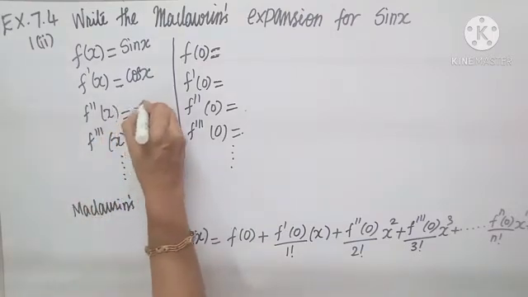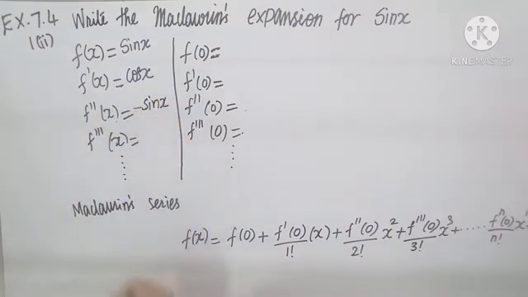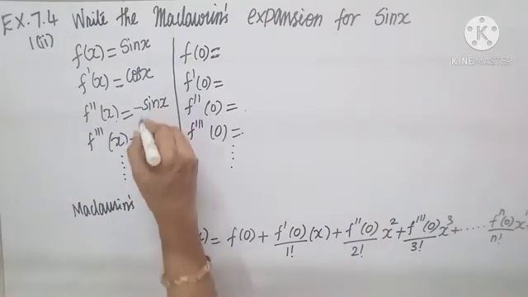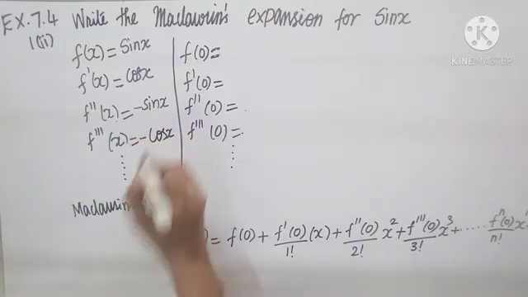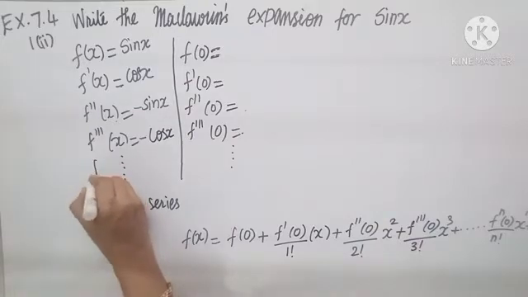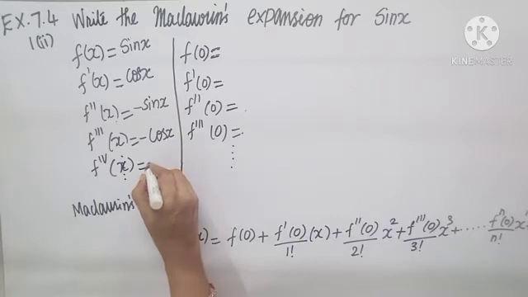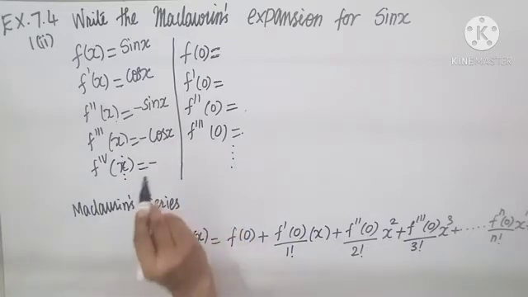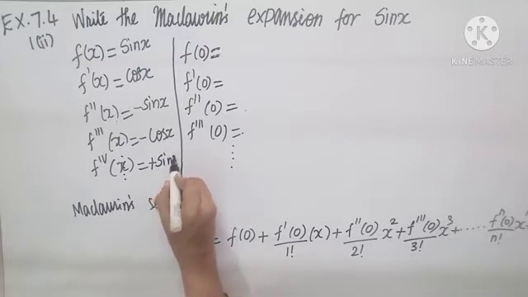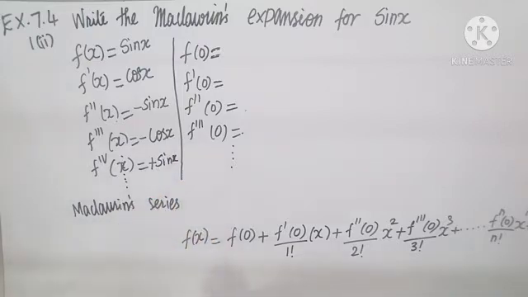Cos x will become minus sin x. The next derivative, minus as it is, sin x will become cos x. I can write one more derivative. A fourth derivative of x is minus cos x will become minus sin x. Already one minus, so plus sin x, and so on.